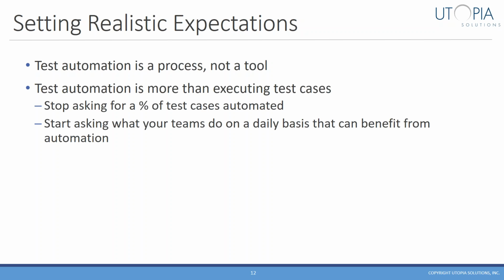Next, we need to understand that automation is more than just executing test steps. And as IT leaders, we really need to stop asking for some percentage of test cases to be automated as our primary goal or measurement. Not only is that an arbitrary number, it again sets the primary focus of automation on automating the execution of test cases, and that can be a very narrow-minded view.